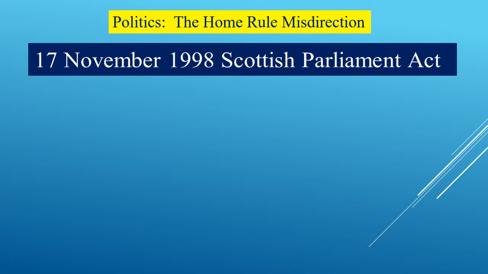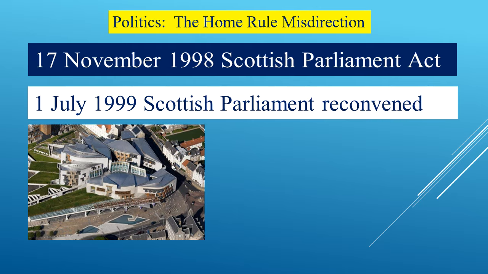So in November 98, there was a Scottish Parliament Act in Westminster, which created the Scottish Parliament in 1999. It originally sat in a different building because it took them a few years to build the new Parliament you see here, and they overspent the budget by a factor of about 500%, but nevertheless they got the building.